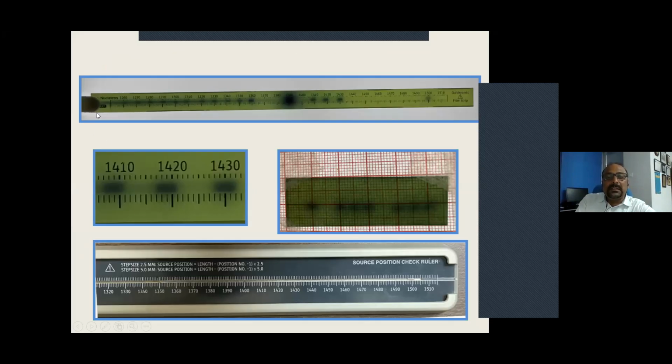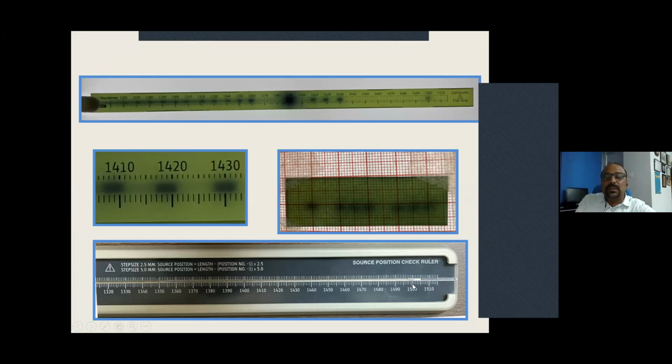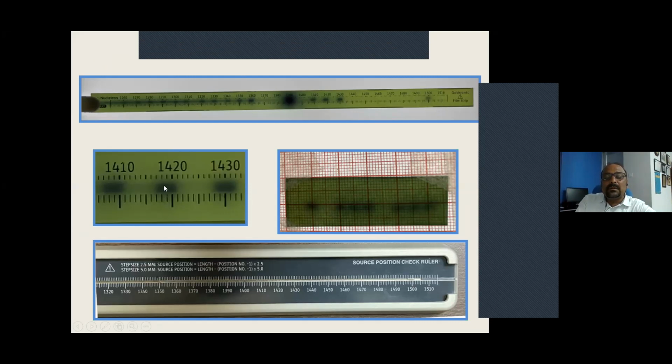And then this is the strip, which has a scale marking on it. This strip is inserted inside, and this scale matches with this scale. And then once you irradiate, this type of marking will be there, exposure will be there. So you can see it is not at the proper position, so you have to ask the engineer to correct it.